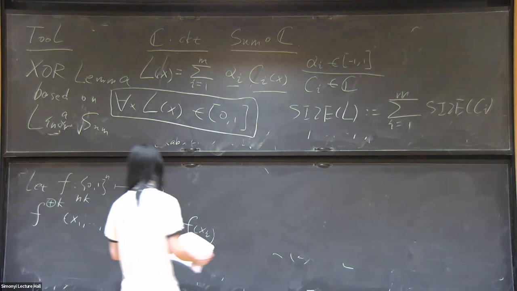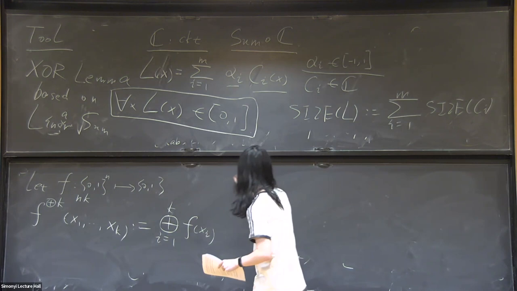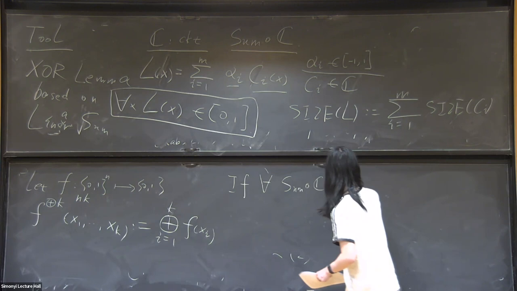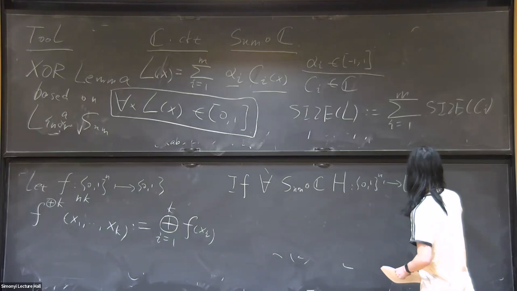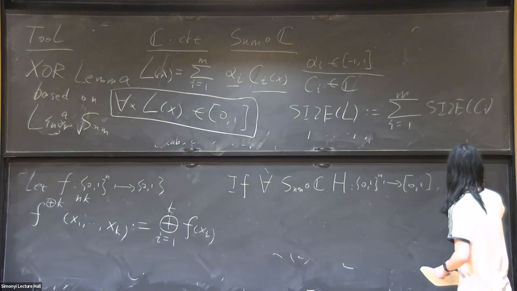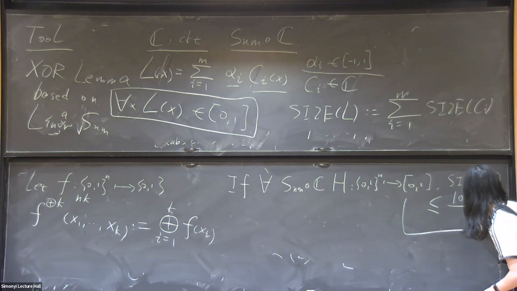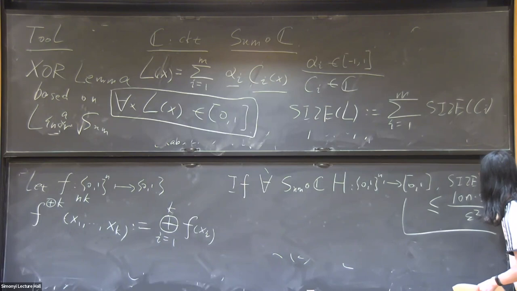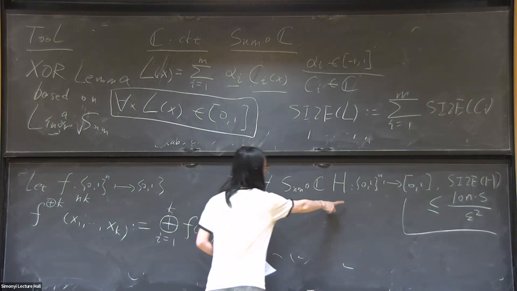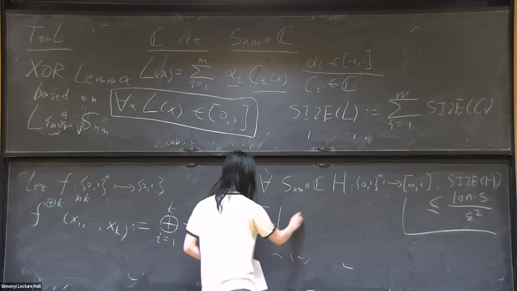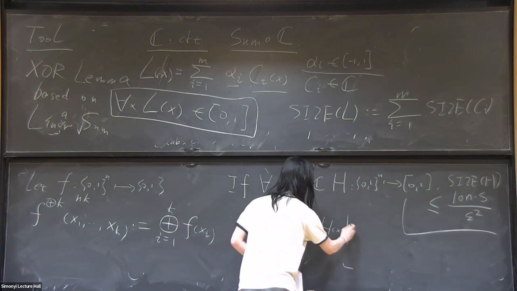Okay, so what I'm going to prove. We will prove that if for all sum of C circuits H, which, it's very important to note, are from {0,1}, with size at most n s epsilon squared. Oh, this n is the input length, s is the size, epsilon is the error. If for every such H of roughly larger than s size, we know that the expectation over all x is greater than 0.01.